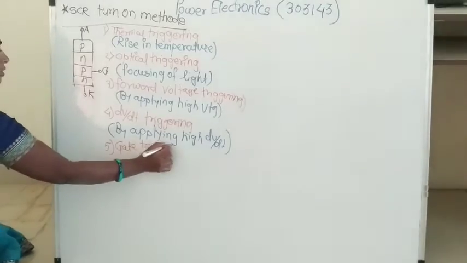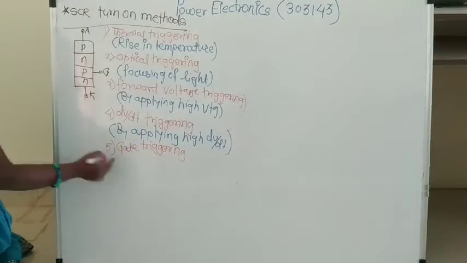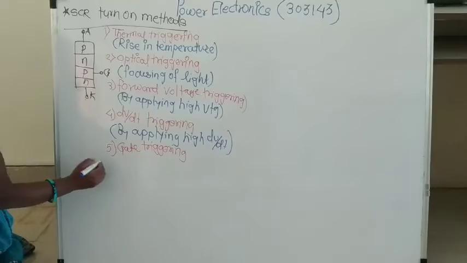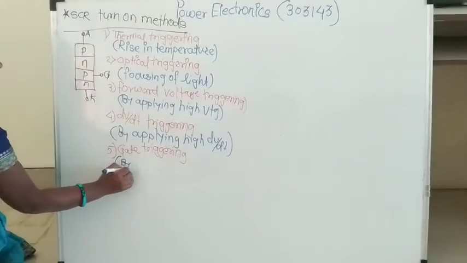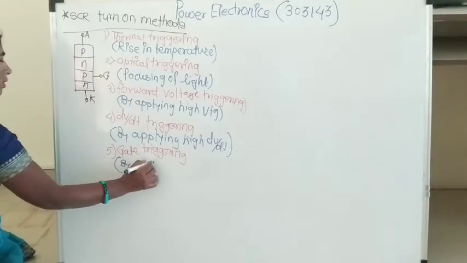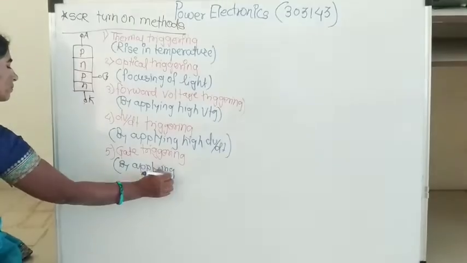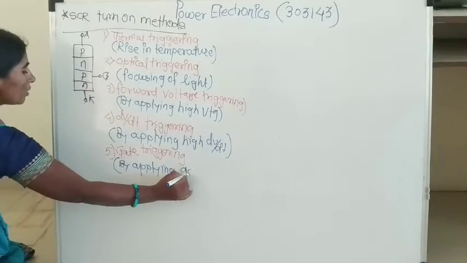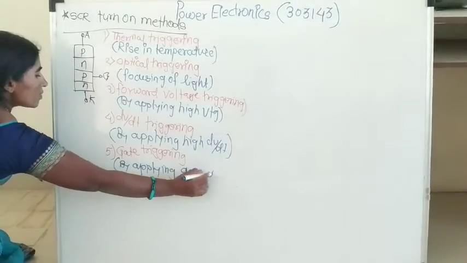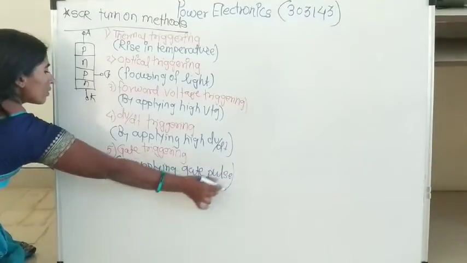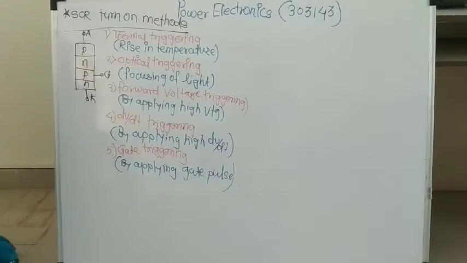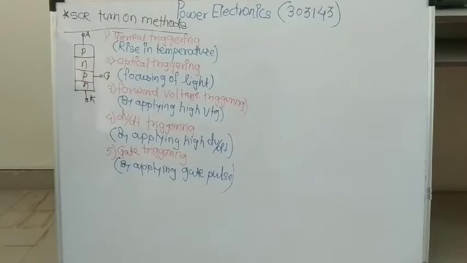Gate triggering. This gate triggering is also called by applying gate pulse. These are the different methods of turn on the SCR.